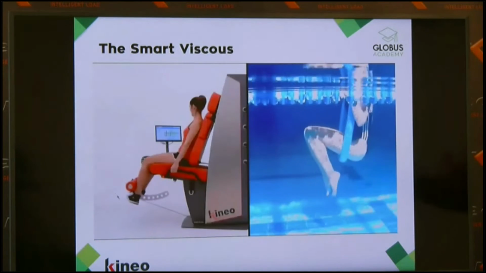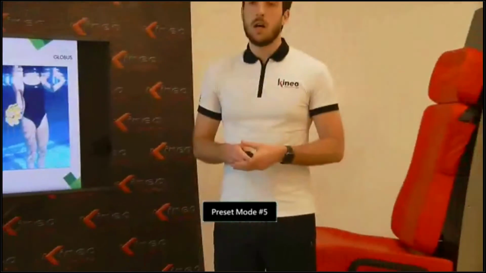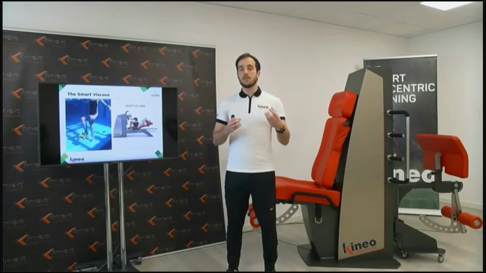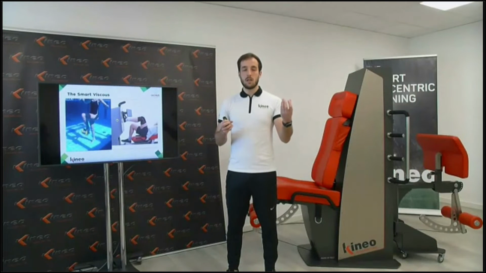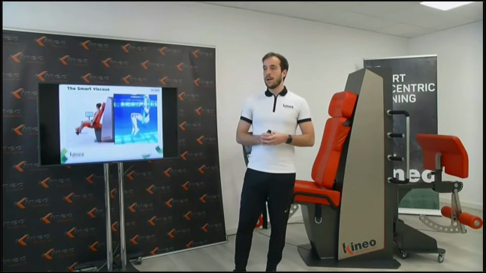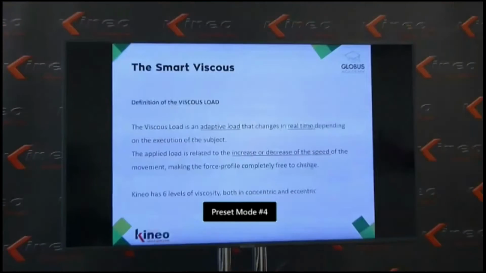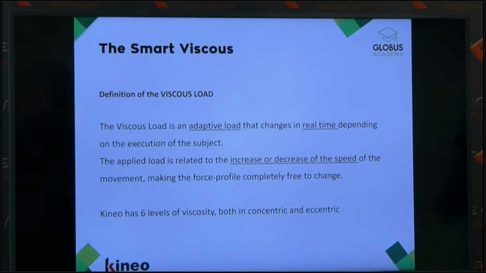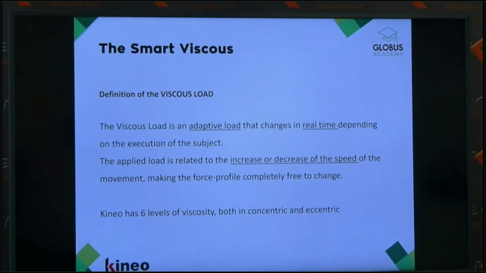The smart viscous method of Kineo, if we have to make a definition, is a methodology that can replicate the behavior of the resistance, the load, in a fluid. When I was preparing this, I tried to condense it into one simple definition. The viscous load is an adaptive load that changes in real time depending on the execution of the subject. The applied load is related to the increase or decrease of the speed, as much as we do in a swimming pool. It makes the force profile completely free to change. So we don't have a fixed load, but a variable load.